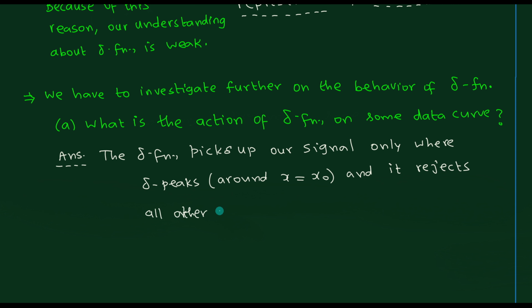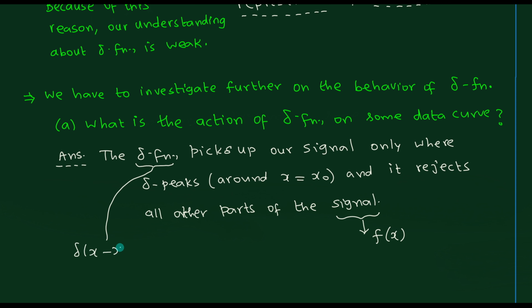So simultaneously 2 things are happening. One is it is picking up those data points near the peaking, and it is rejecting all the points away from the origin. That's all about it. So signal means some kind of data point. There is nothing more than that.